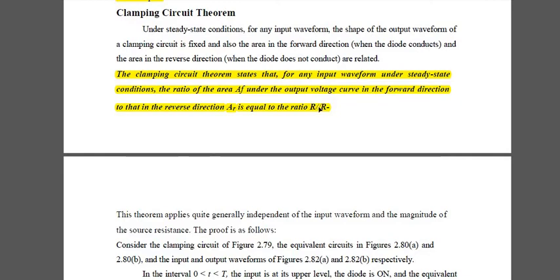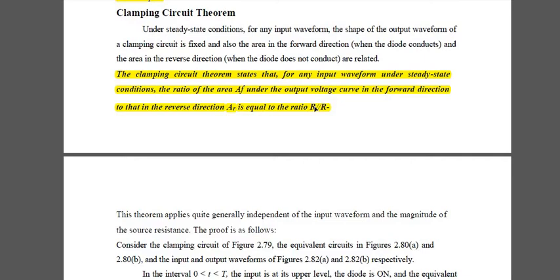This is Rf. Okay, I'll show one more picture also. So what is the theorem stating? The clamping circuit theorem states that for any input waveform under steady state conditions, the area of your output voltage waveform in the forward direction to the reverse direction is equal to the ratio of your forward resistance to the reverse resistance. Capital R is nothing but your reverse resistance.